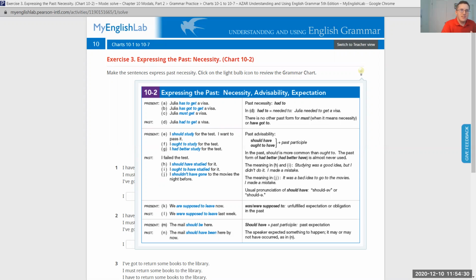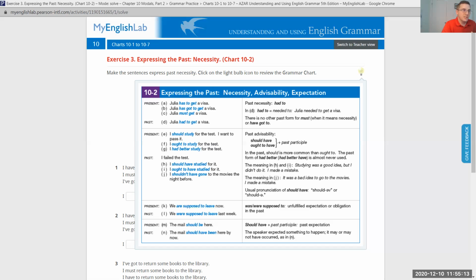To express necessity, there are 3 modals: have to or has to, have got to or has got to, and must. Let's look at 3 examples. A, Julie has to get a visa. B, Julie has got to get a visa. Or C, Julia must get a visa. All 3 of these mean the same thing. It is necessary. Julie is required.